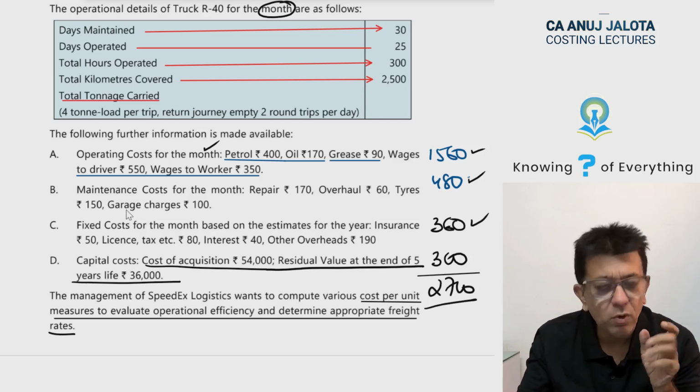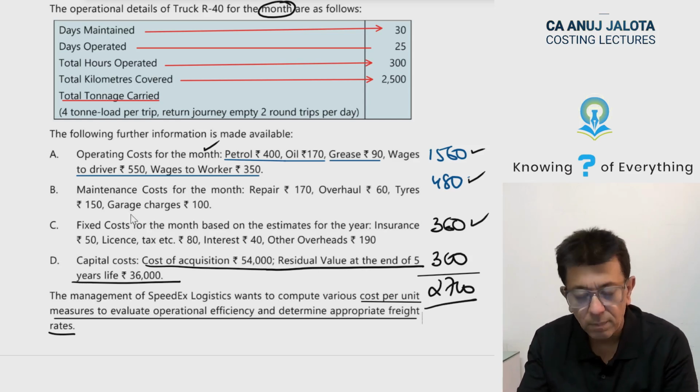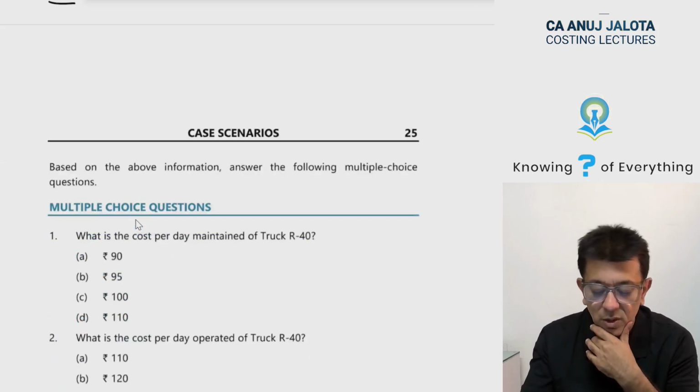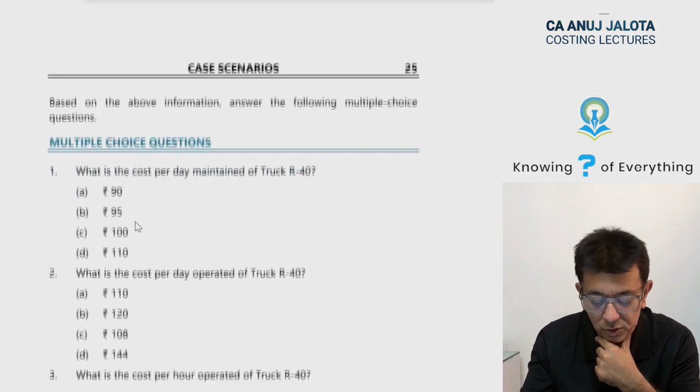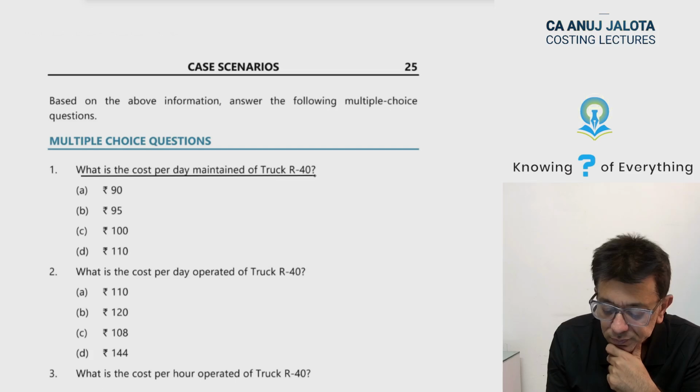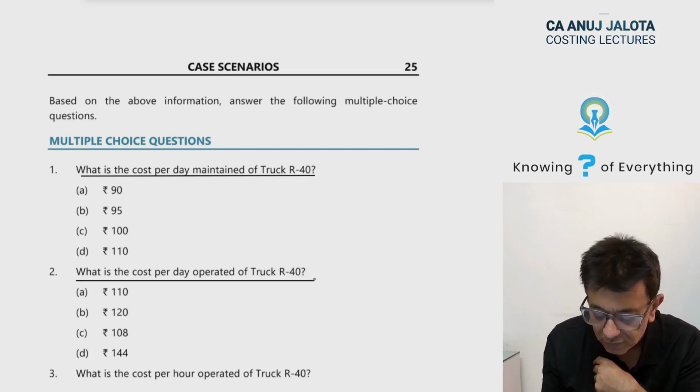Okay, so they want to compute cost per unit. But what will unit mean? Let's see. Acha, the question is finished. Based on the above information, answer the following multiple choice questions. What is the cost per day maintained of truck R40? What is the cost per day operated of truck R40?